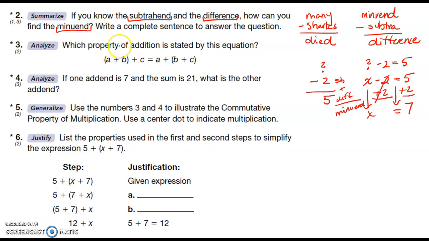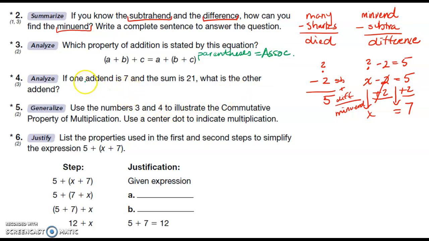Number 3, which property of addition is stated by this equation? I have a plus b plus c, a plus b. My order is the same. I haven't changed the order. I've only changed my parentheses. So when I change my parentheses, it's the associative property.